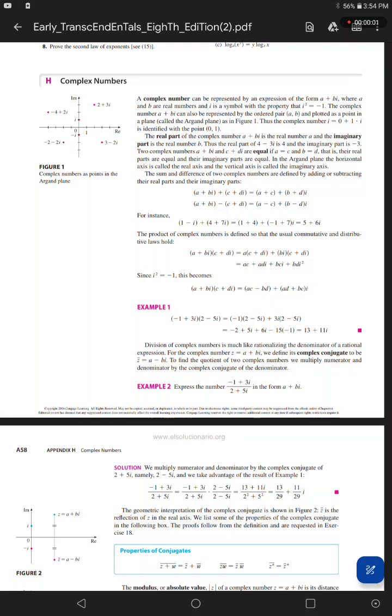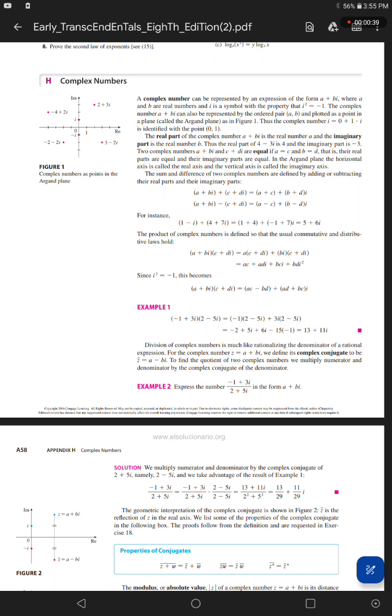H. Complex numbers. A complex number can be represented by an expression of the form a plus bi, where a and b are real numbers and i is a symbol with the property that i squared equals -1. The complex number a plus bi can also be represented by the ordered pair (a, b) and plotted as a point in a plane called the Argand plane, as in figure 1.